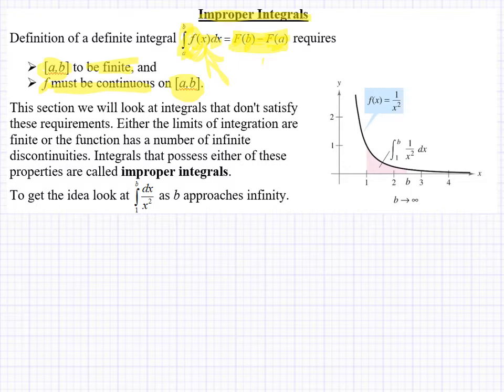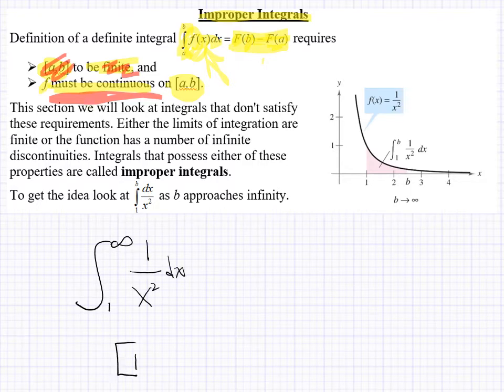So let's look at the first scenario, the first scenario where the interval is not finite. That's what we're going to be looking for. We'll hold off on this continuity part for a little bit. So we look at the idea of what if the interval is not finite? What if we were doing the integral from 1 to infinity of 1 over x squared dx, in which case the interval is 1 to infinity. That's the interval we're trying to integrate the function over.